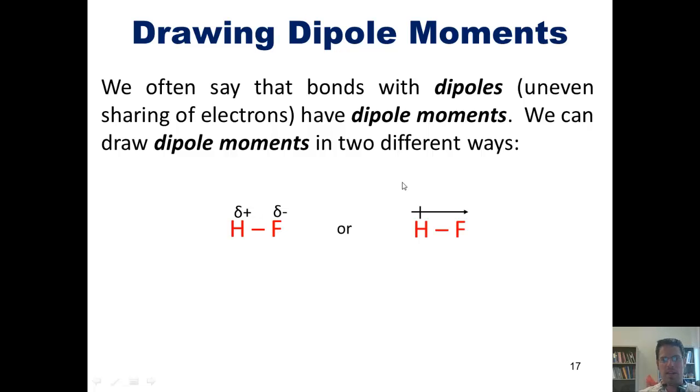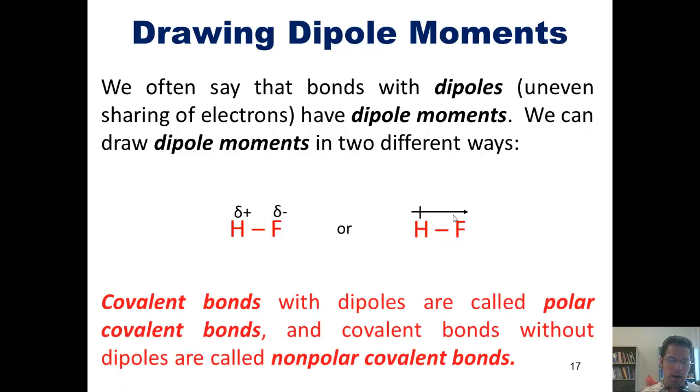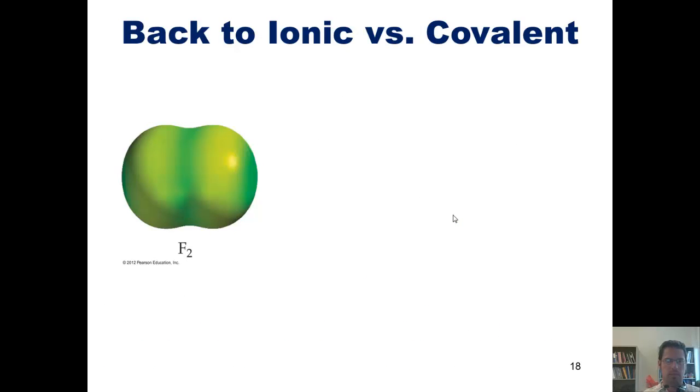Another way is to draw this. This little arrow pointing toward the more electronegative atom, the one that is hogging the electrons to itself more, indicates that the electron density is more heavily accumulated on that atom. Covalent bonds with dipoles are called polar covalent bonds, and covalent bonds that do not have dipoles are called nonpolar covalent bonds. So this takes us back to our original slide here.